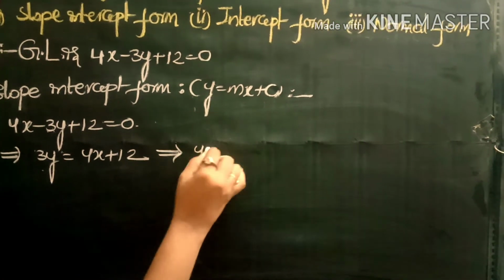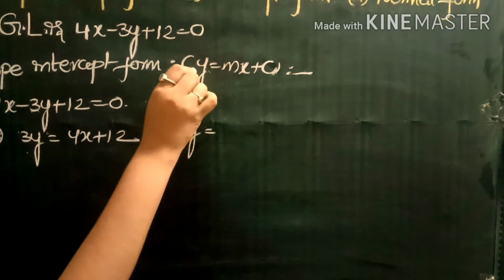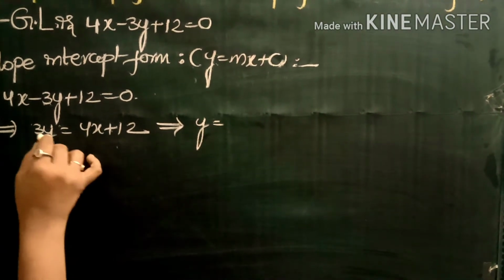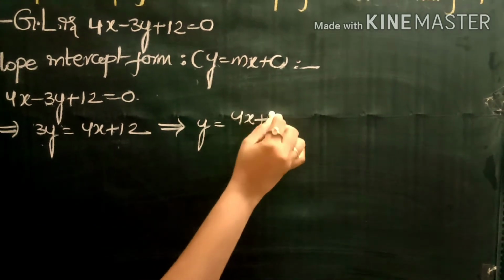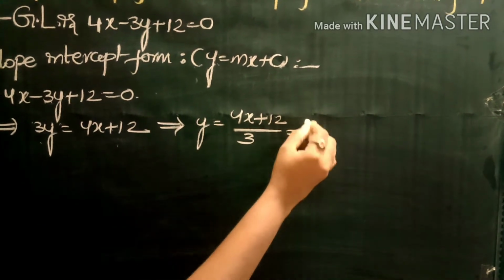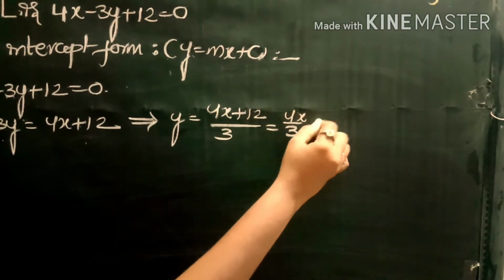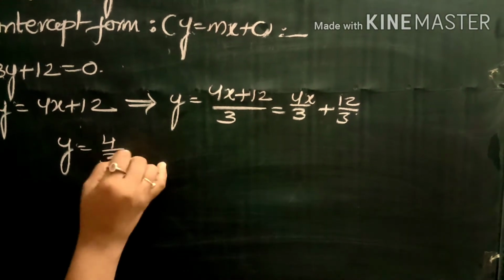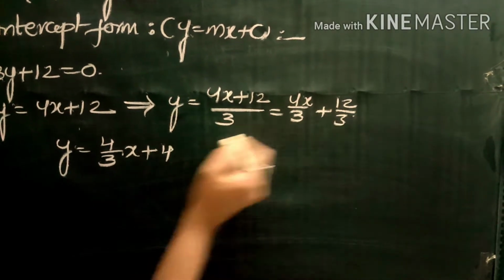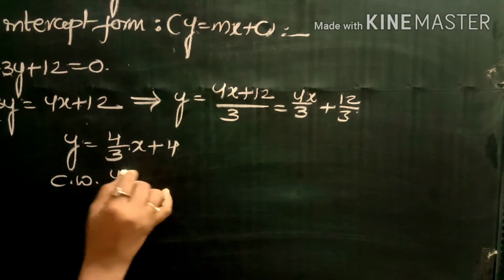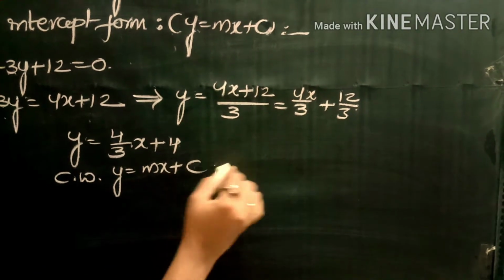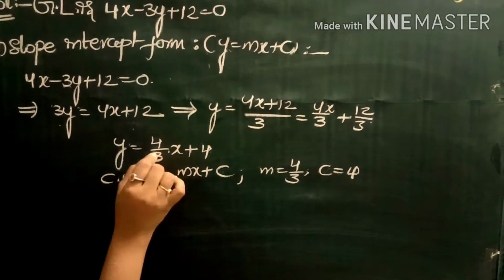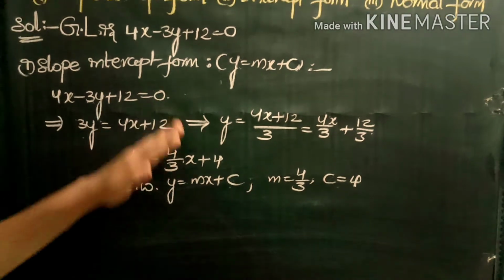Which implies y is equal to, we want the y only. Here the y portion must be 1. So dividing this total equation by 3, that is converting this 3 to that side. That is y is equal to 4x plus 12 by 3, and this is equal to 4x by 3 plus 12 by 3. That is y is equal to 4 by 3 into x plus 4. Now when we compare this equation with y is equal to mx plus c, then we get m is equal to 4 by 3 and the value of c is equal to 4. That's all. This is the first form.